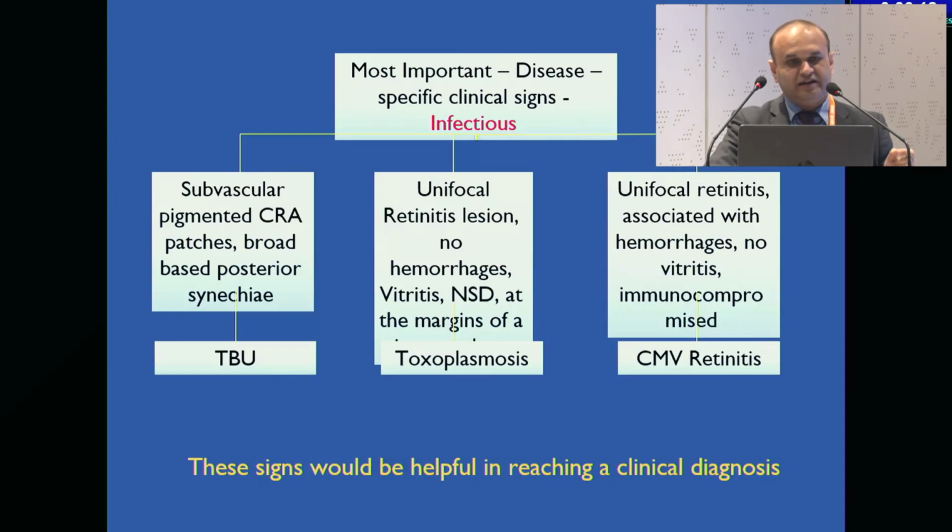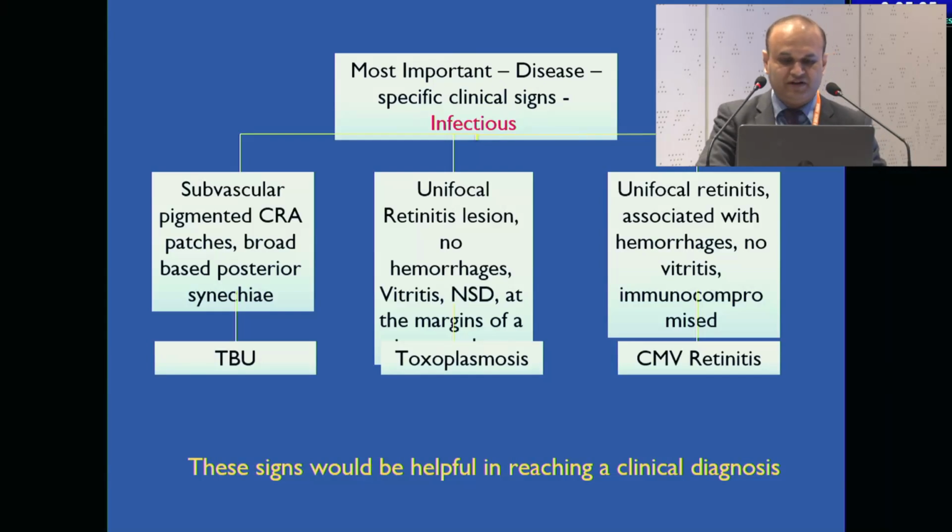There are subtle clinical signs which can themselves help us in identifying the underlying etiology. So let me state some of them. Look at subvascular pigmentary patches, broad-based synechiae. If you see them, TB can be a strong possibility. A unifocal retinitis lesion, if you see it, along with no hemorrhages, vitritis, neurosensory detachment, signs of bacillary layer detachment, toxoplasma. Unifocal retinitis associated with extensive hemorrhages, no vitritis, which essentially means that your patient does not have the ability to mount an immune response, and therefore the amount of posterior manifestations that you see is not commensurate with the vitritis or AC reaction.